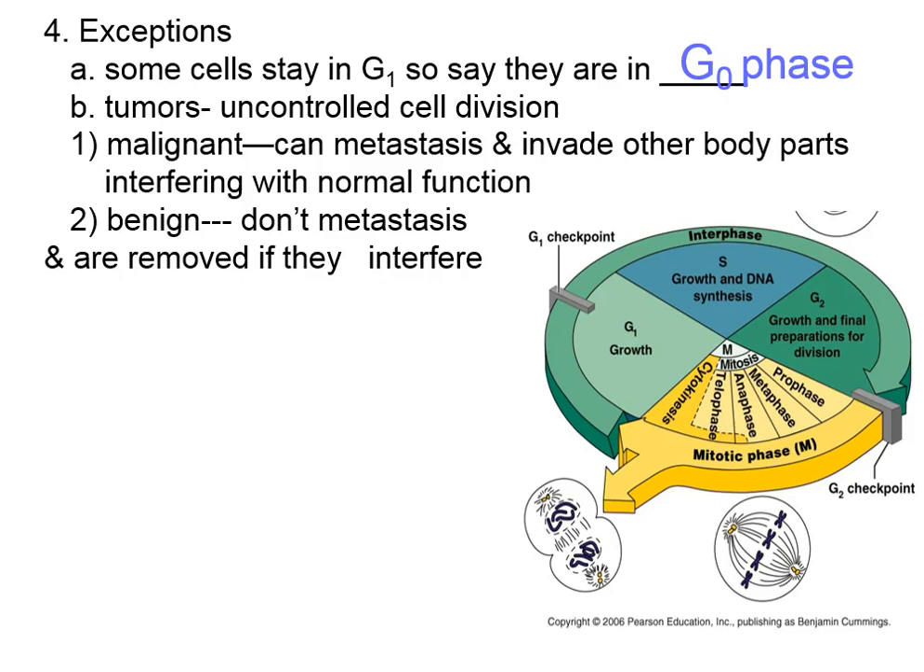Now, another exception to this normal growth cycle, or the cell cycle, is tumors. Tumors are considered uncontrolled cell division, and we have two kinds of tumors in the body. One that's malignant can metastasize and invade other parts of the body, and they interfere with normal functioning. So if you have a cancer or a tumor that's malignant, that's more severe than one that's benign, because benign ones are more isolated. They can be removed if they interfere with the functioning. They're not going to cause the systemic problems that a tumor that's malignant will.